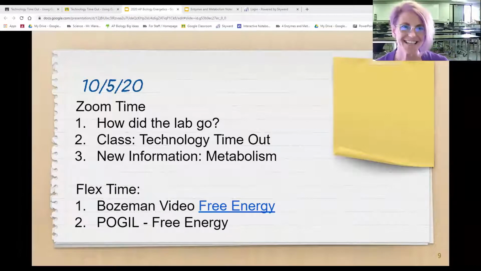Hello, AP Biology. I forgot to hit record while we were doing our Zoom, so I'm just going to go through it now. So we talked about the catalase lab, which could be tricky.